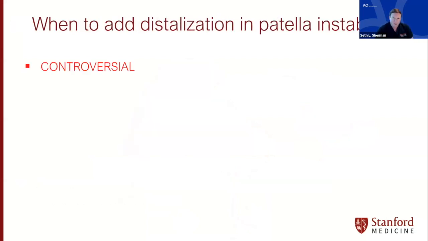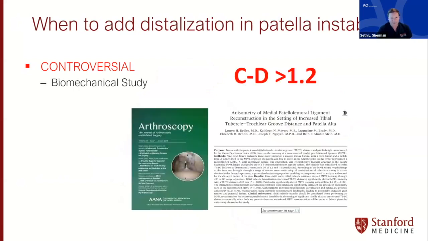When to add distalization is a moving target. It is a bit controversial. Biomechanical studies, this one at HSS, might suggest that there's anisometry of the MPFL as low as a Caton-Deschamps of 1.2.